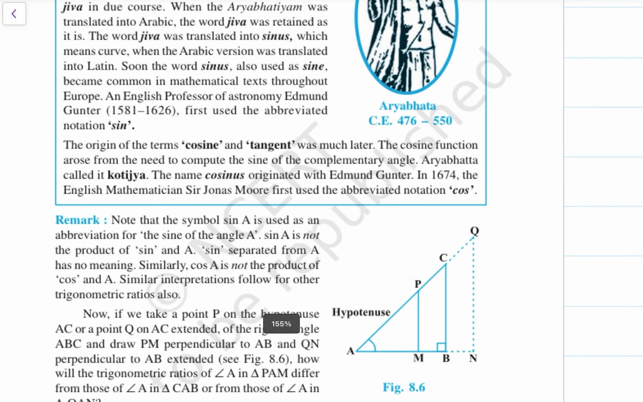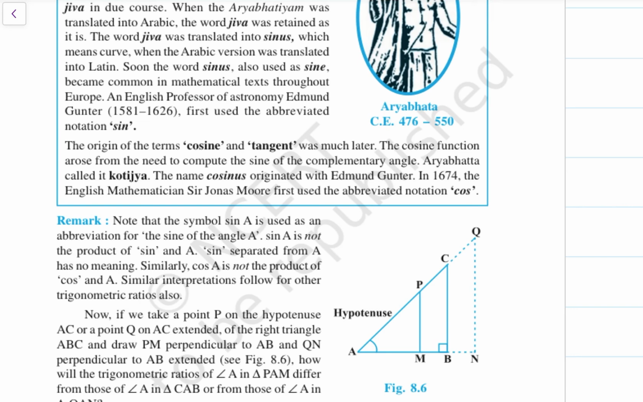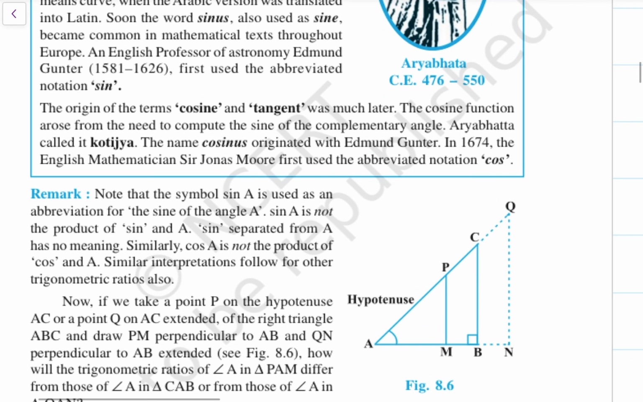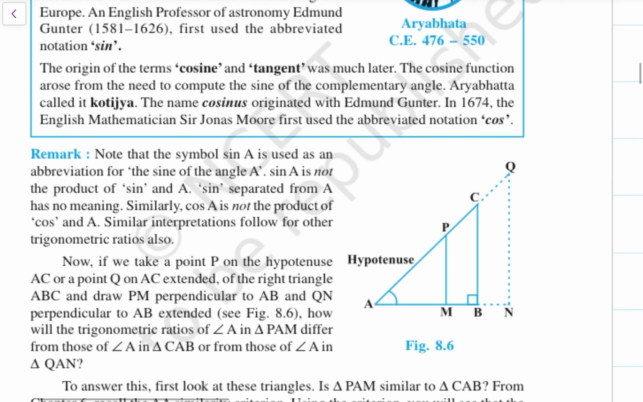Now note that the symbol sin A is used as an abbreviation for the sine of angle A. Sin A is not the product of sin and A, and sine separated from A has no meaning. Similarly, cos A is not the product of cos and A. Similar interpretation follows for other trigonometric ratios also.